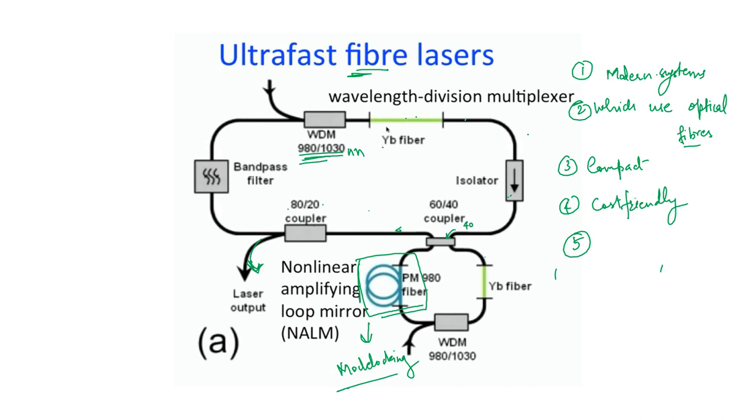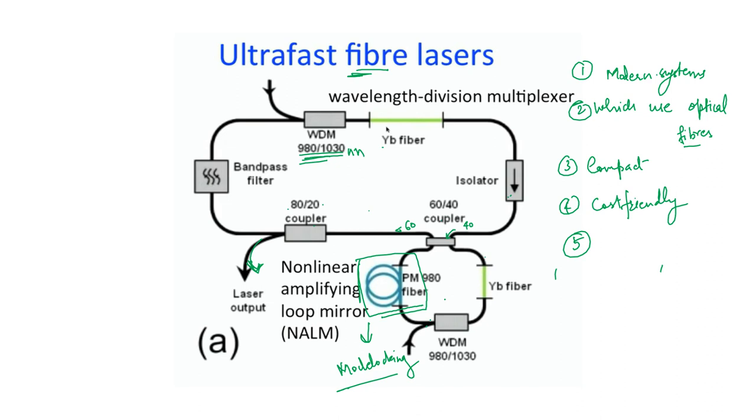After this, the light is divided into two parts, 60 to 40. Only the 40% part goes out, and the 60% part comes here. The other thing is, when it passes through this ytterbium YB fiber, something which is 980 to 1030 light is input from this corner, which is used for the amplification.